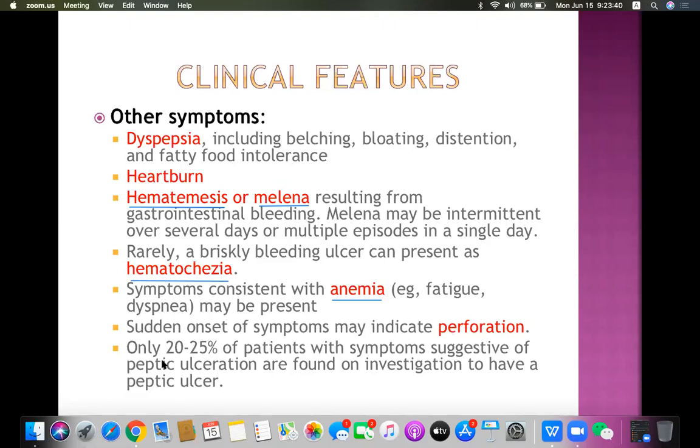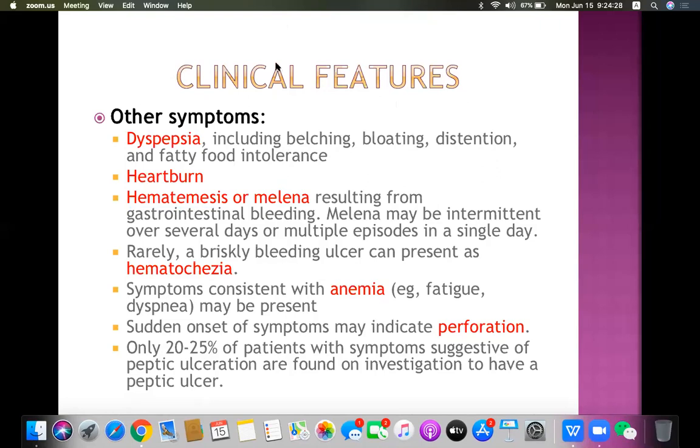Now see here, only 20 to 25% of patients with symptoms suggestive of peptic ulceration are found on investigation to have a peptic ulcer. That means that may be the first complication of peptic ulcer disease or first presentation. They never had any history of peptic ulceration before. They may present in the hospital for the first time with perforation. This can happen, so we need to be careful as doctors. We are the ones who diagnose this type of case in the hospital, so the examination has to be proper. Okay, let's move on.